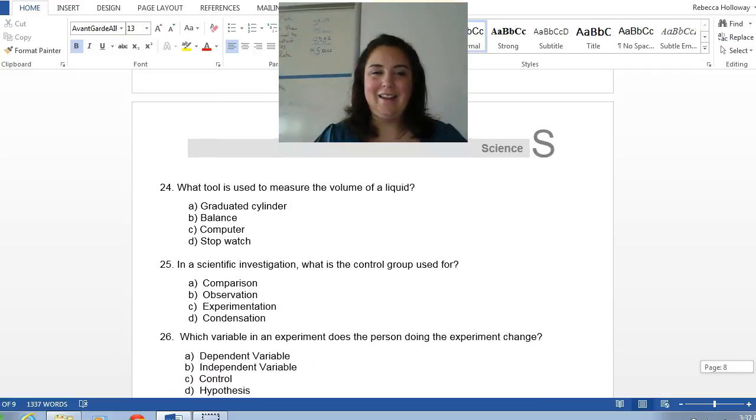I can see the end. Number 24. What tool is used to measure the volume of a liquid? A. A graduated cylinder. B. A balance. C. A computer. Or D. A stopwatch. What tool is used to measure the volume of a liquid?